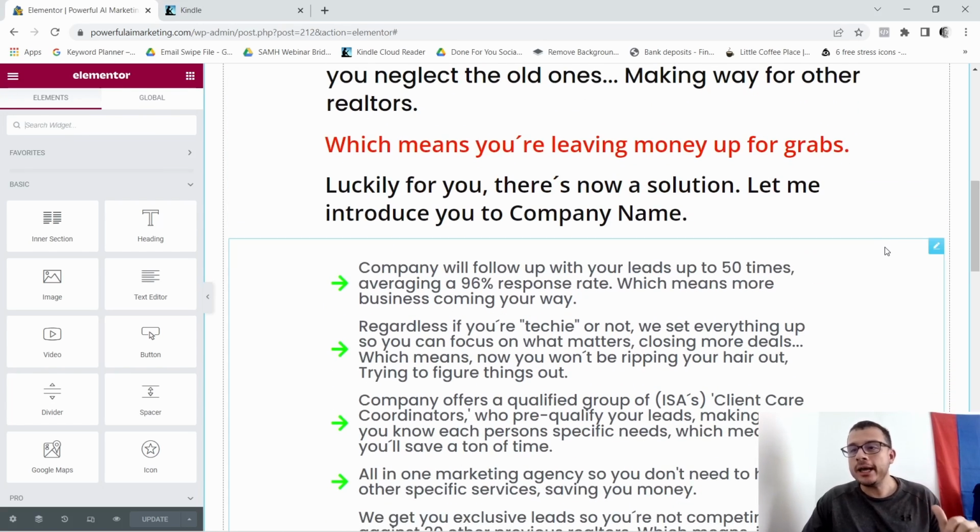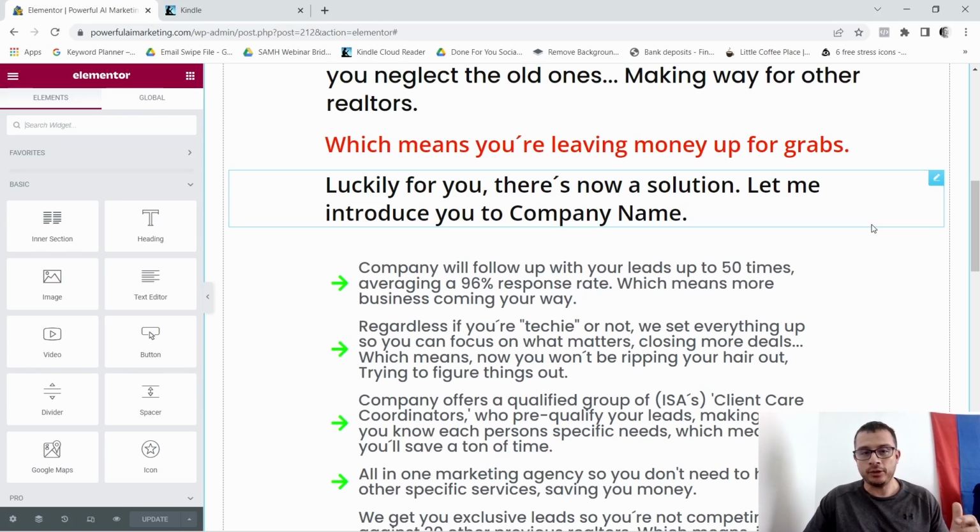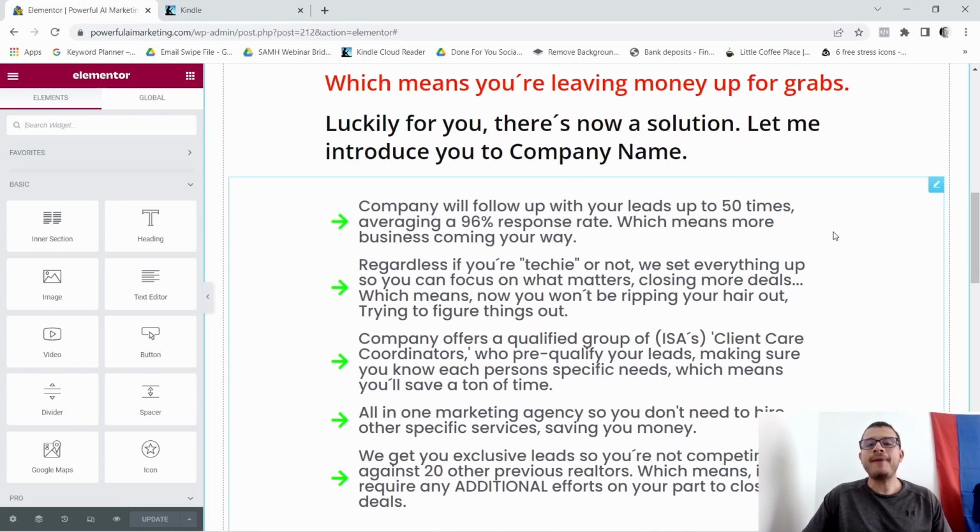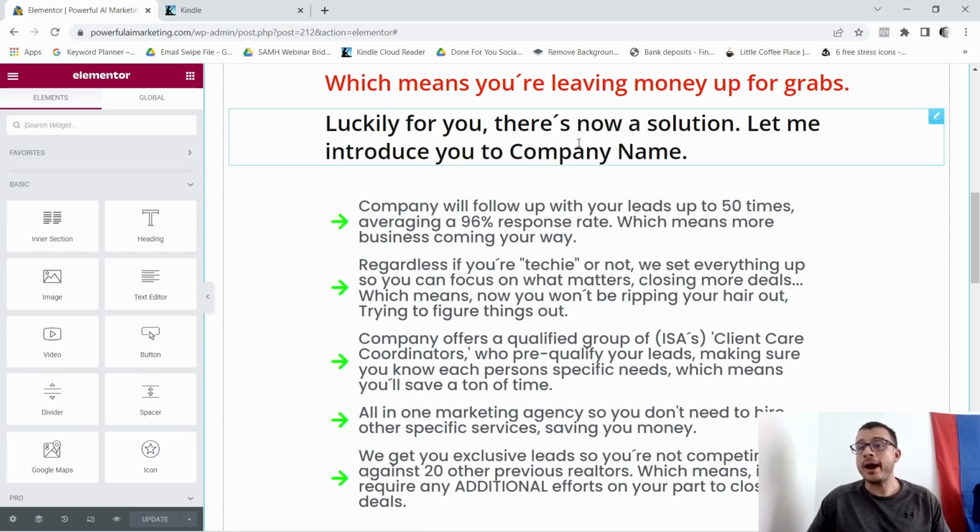Now, here is where I agitate the problem a little bit, right? Which means you're leaving money up for grabs. And then finally, here is where I introduce them to my solution. So luckily for you, there's now a solution. Let me introduce you to, and then I put in there the company name. Obviously, that's the company that I'm promoting.